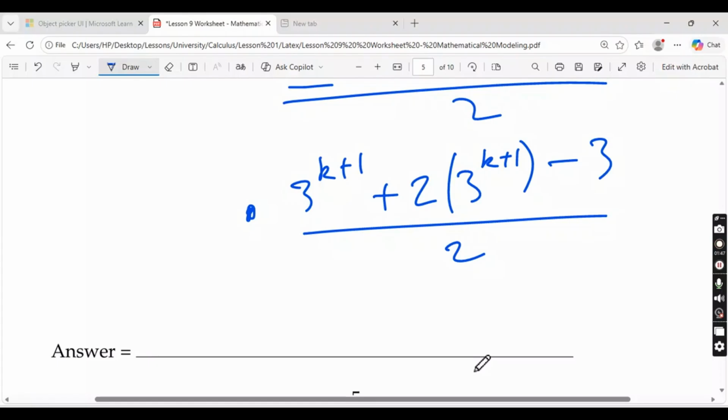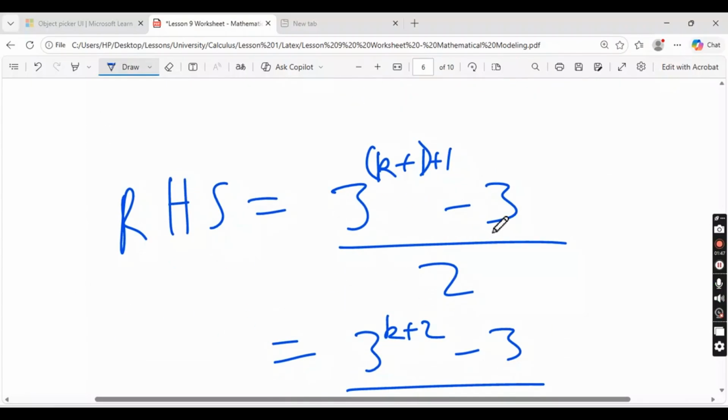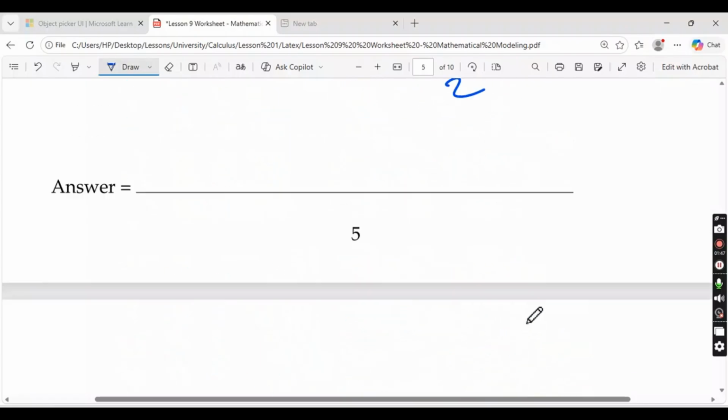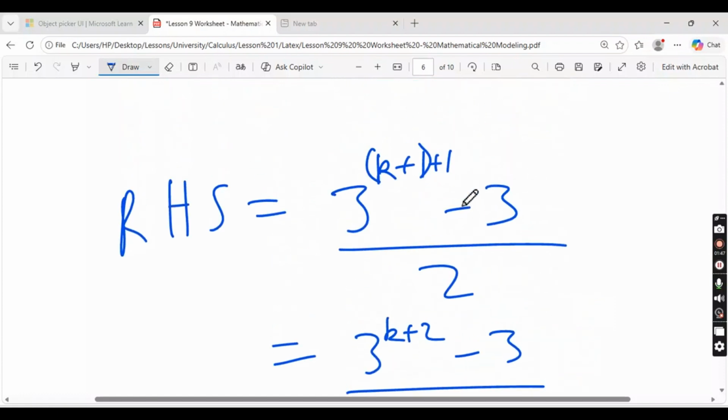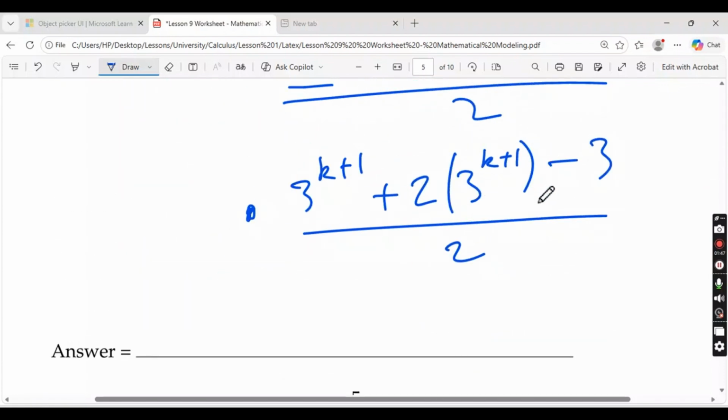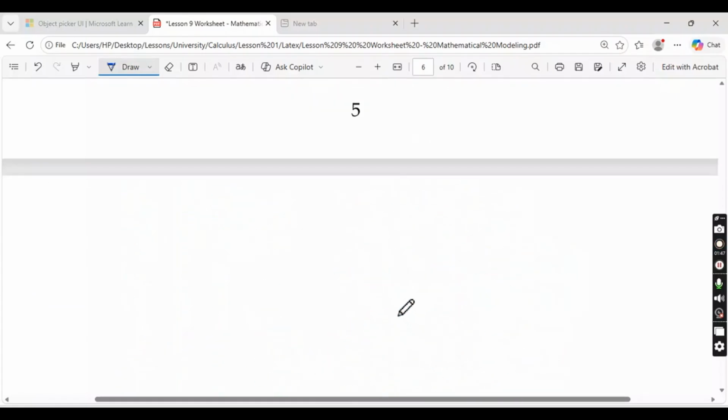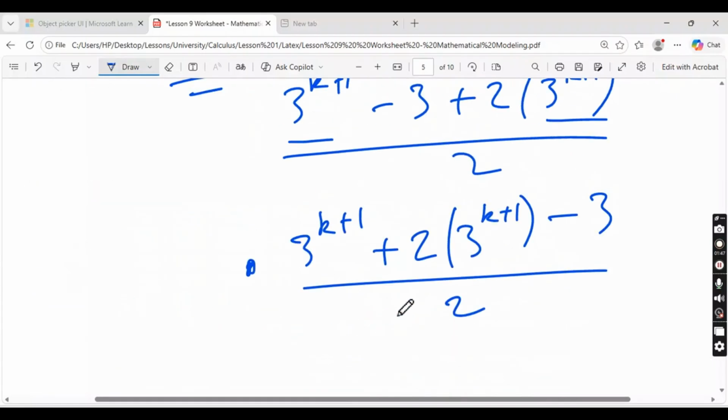Any idea? No idea. Because we have minus 3 there, and over 2 we have over 2. But here it says 3 to the power k plus 2, and we don't have anything like that. The only part that is this part. So that means this somehow has to give us 3 to the power k plus 2. But how? I understood that. I'm saying I don't know how.